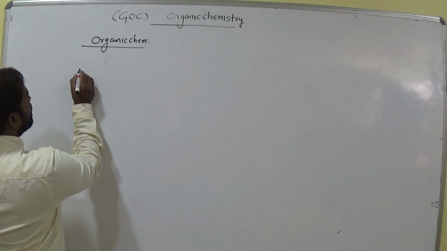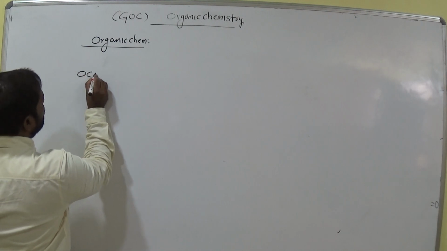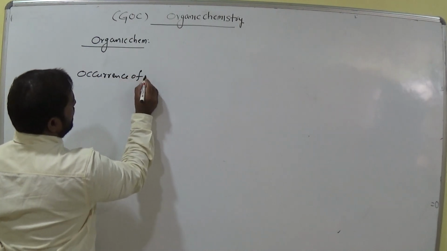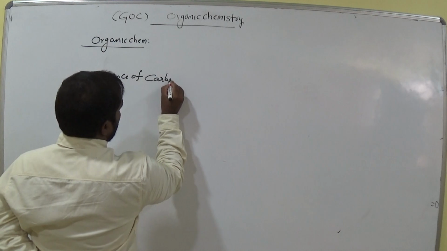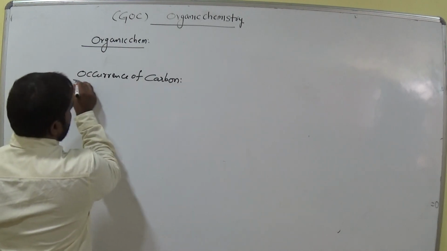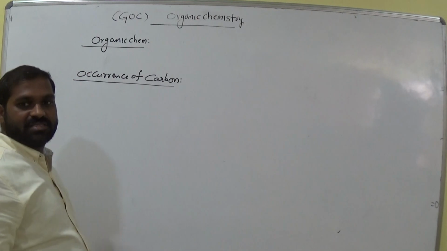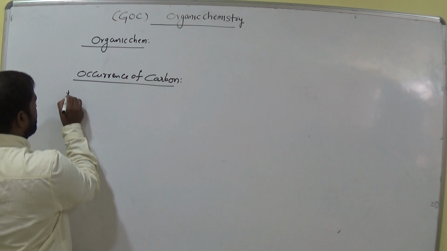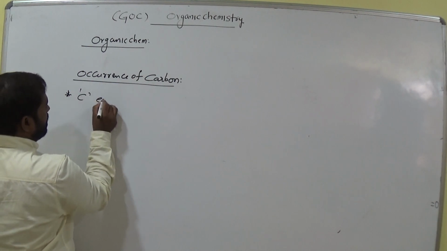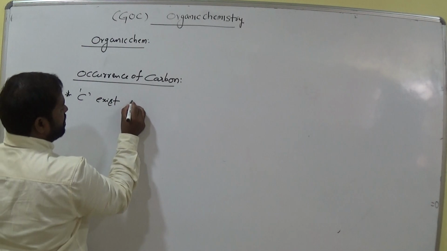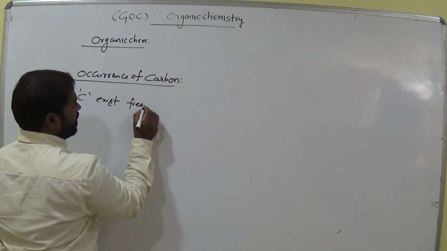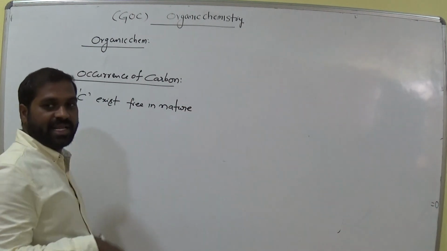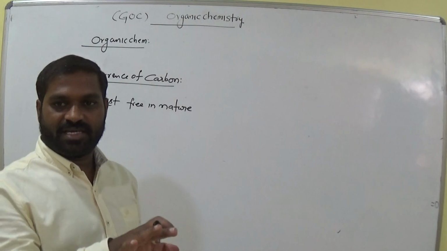Let's see. Occurrence of carbon. That means where this carbon is available, where we see the carbon. Okay. Let's see. Carbon exists free in nature. Carbon generally exists free. It is available in nature.